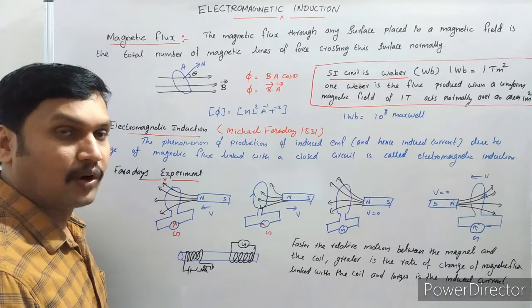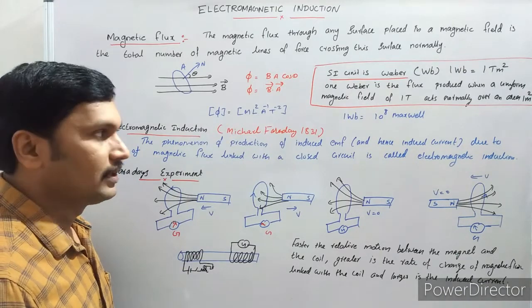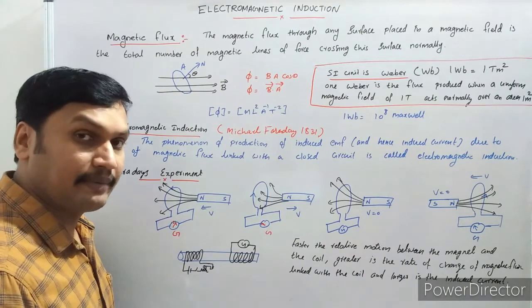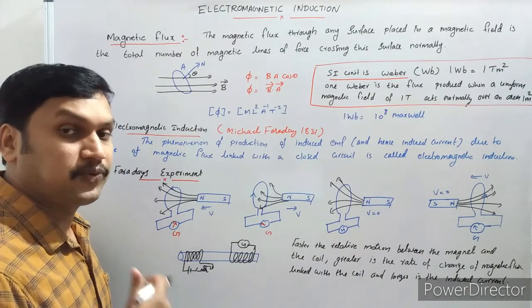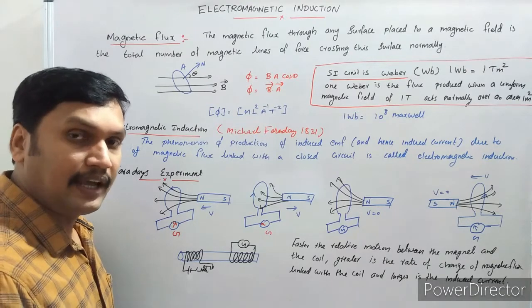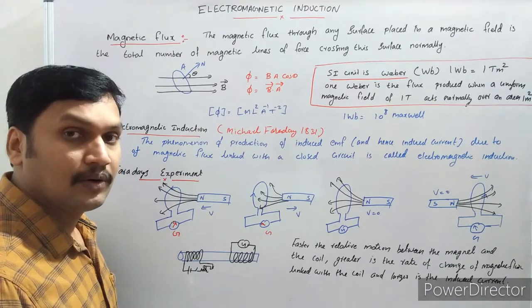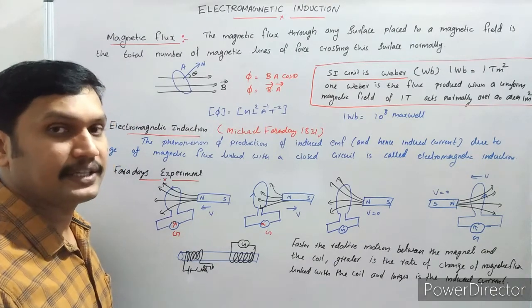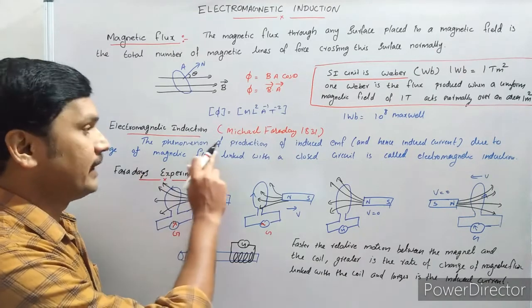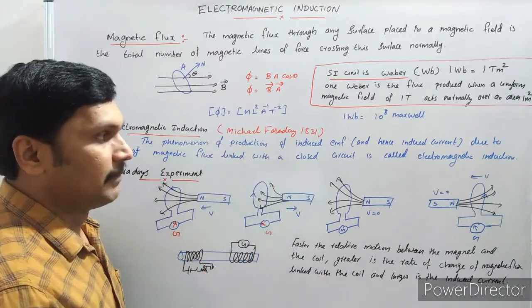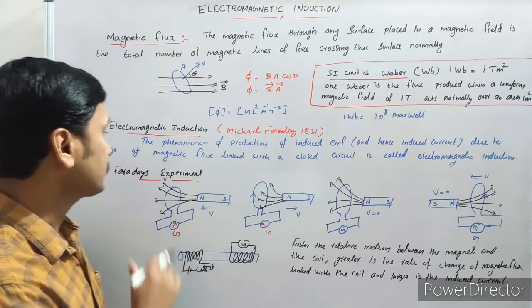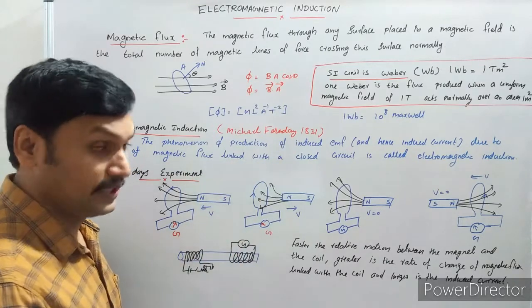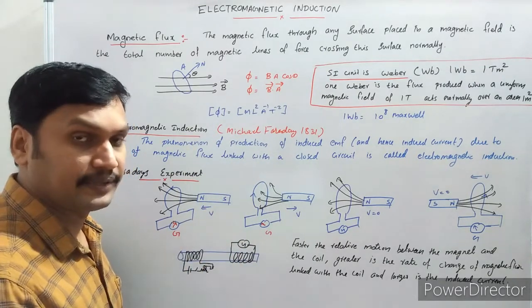Now let us discuss what is electromagnetic induction. In 1831, the scientist Michael Faraday experimentally proved that whenever the magnetic flux associated with a coil changes, an EMF is induced in that coil or a current is developed in that coil, and that phenomenon is known as electromagnetic induction. The phenomenon of production of induced EMF and hence induced current due to change of magnetic flux linked with a closed circuit is called electromagnetic induction.